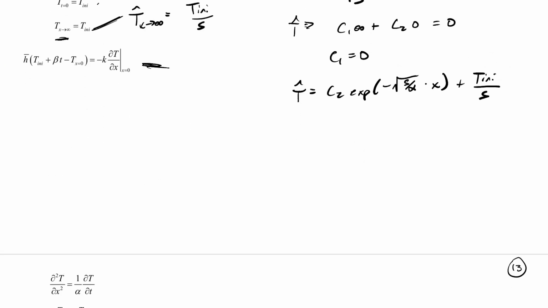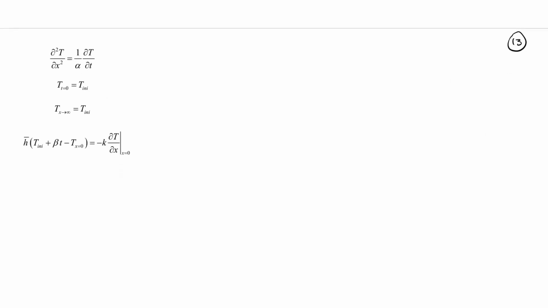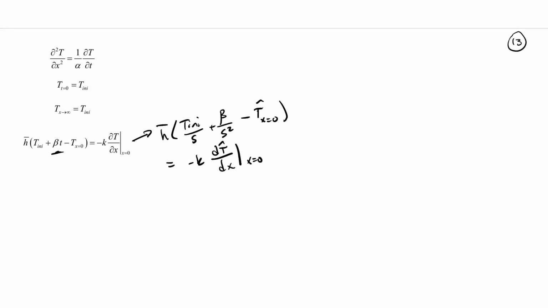Just with a couple of minutes left, I think you guys can probably do that. But the thing to point out is, as we're going through this, we have to transform this. Here, I'll give you this in s. So this becomes h bar T initial over s plus beta over s squared, right? Because that's beta t, so it becomes beta over s squared. If you look at your table, minus T hat at x equals 0, well, that has to equal minus k dT hat dx at x equals 0. So that's the equivalent boundary condition in the S domain.